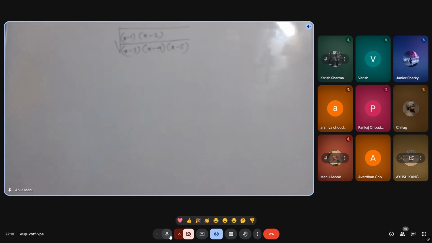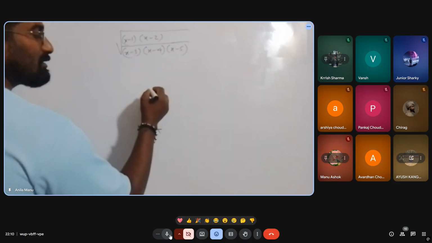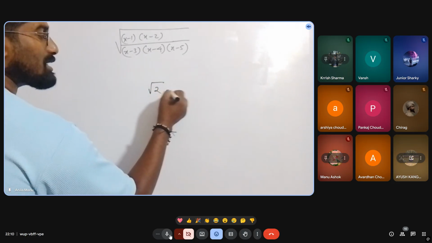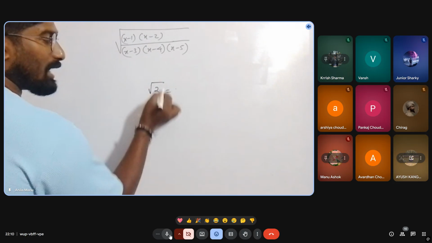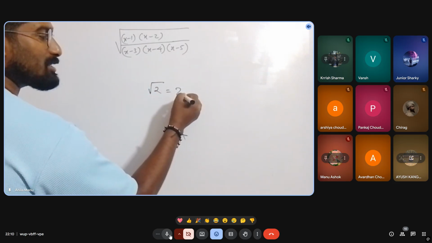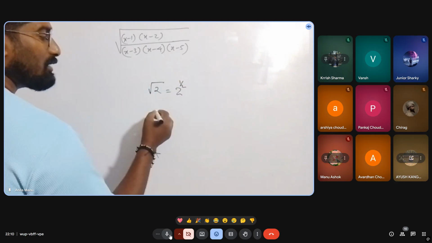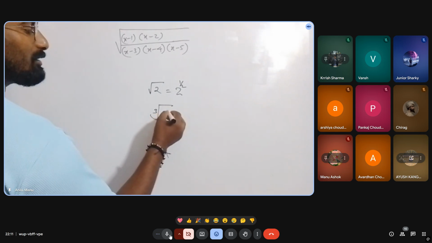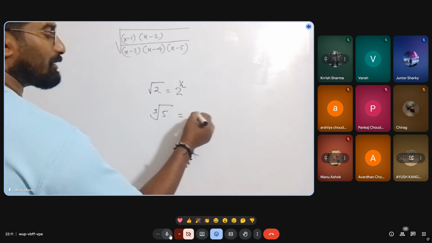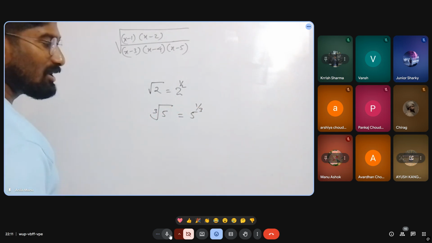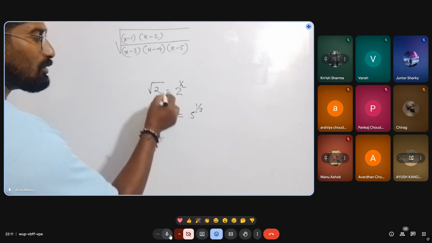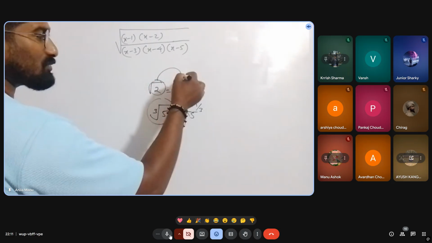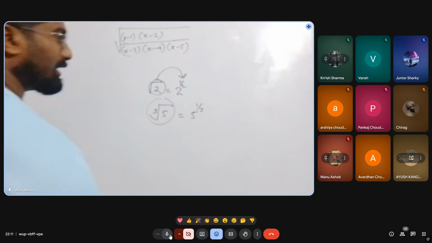What is square root actually? Listen, if I write square root of 2, this is called radical form. Its corresponding exponential form is 2 raised to 1 by 2. If I write cube root of 5, the meaning is 5 raised to 1 by 3. Is it clear? So when you get in this form, always you convert to exponential form. Did you get the idea?